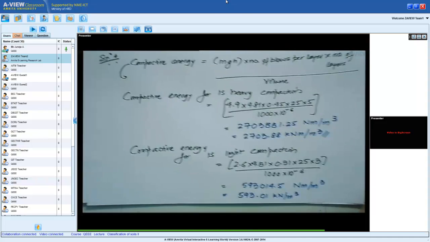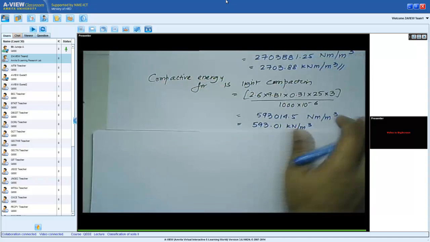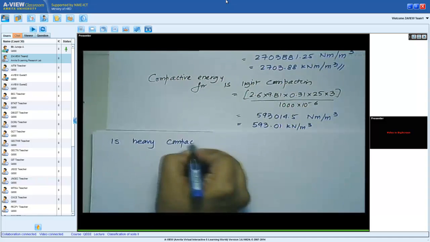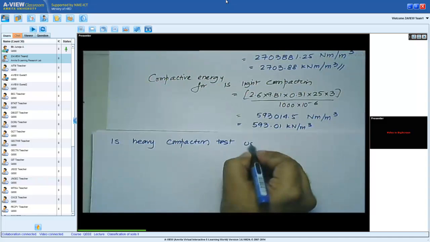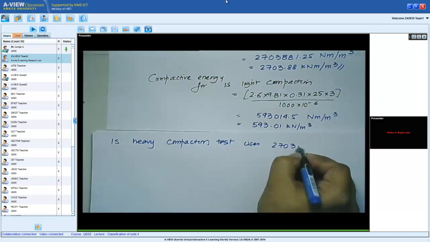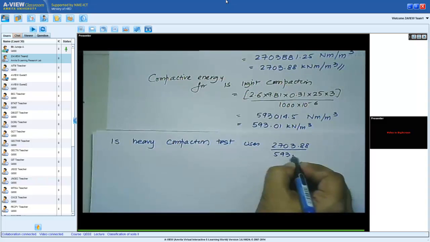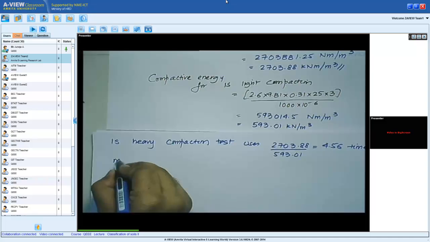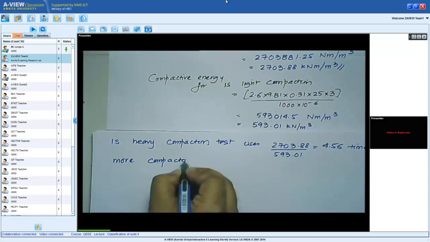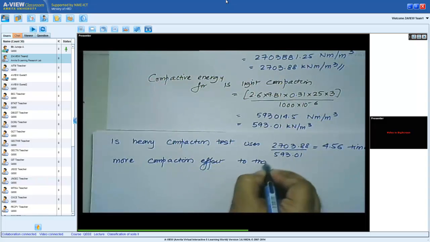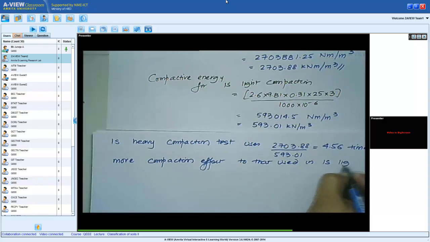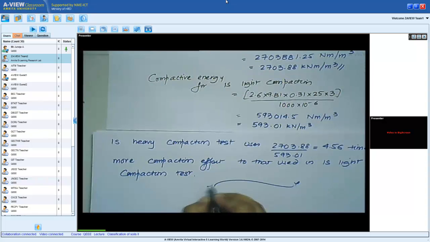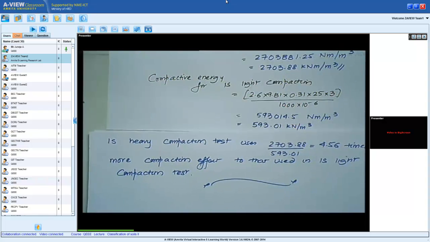So if I need to compare, I can summarize these two in a statement: IS heavy compaction test uses 2703.88 divided by 593.01, which equals 4.56 times more compaction effort than that used in the IS light compaction test. Okay.